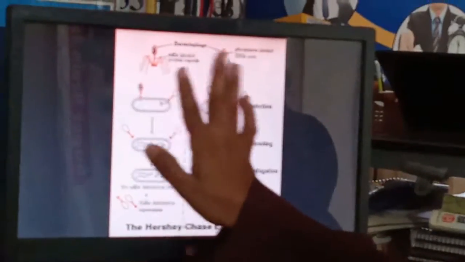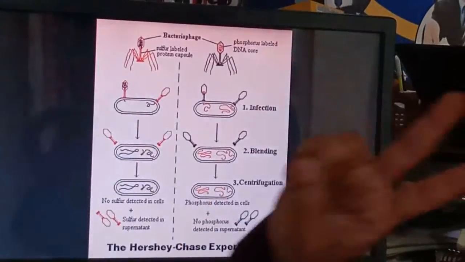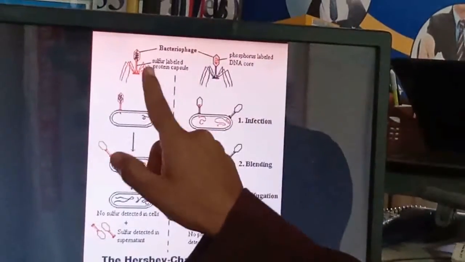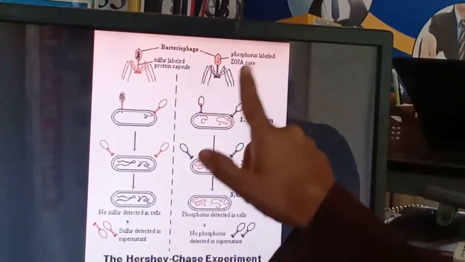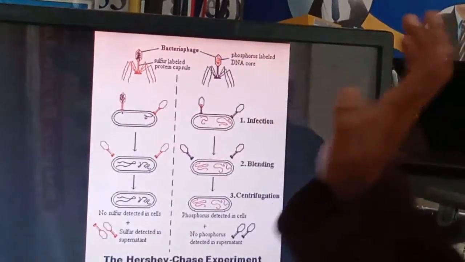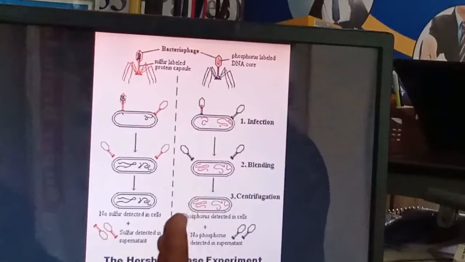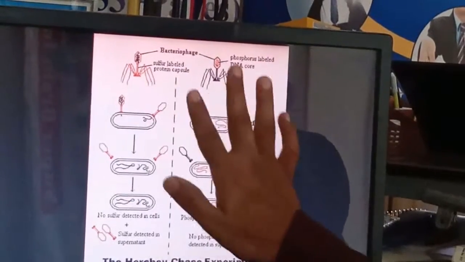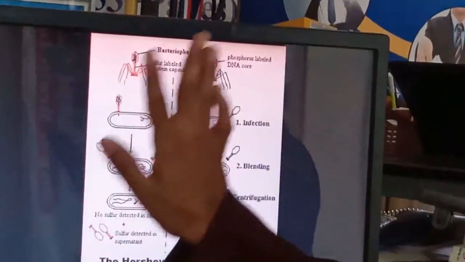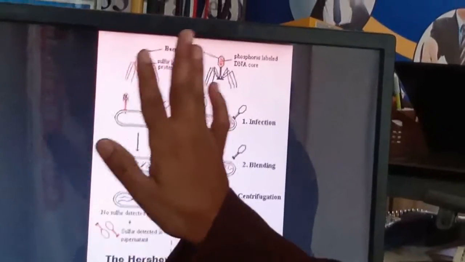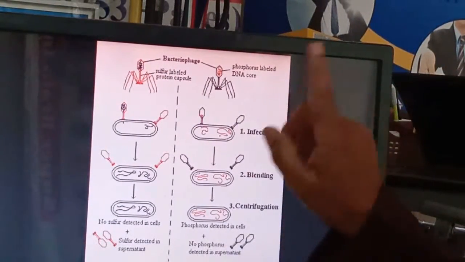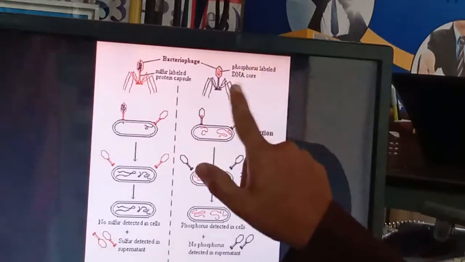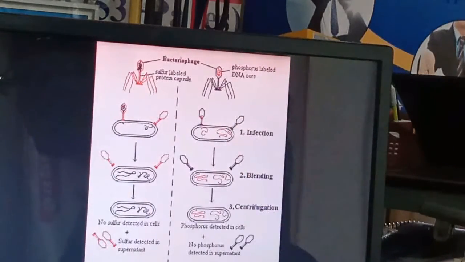They took the bacteriophages and grew them in two mediums. One medium contained radioactive sulfur and another medium contained radioactive phosphorus. Now why did they select radioactive sulfur and radioactive phosphorus? Because sulfur is found in protein and not in DNA, while phosphorus is found in DNA and not in protein.